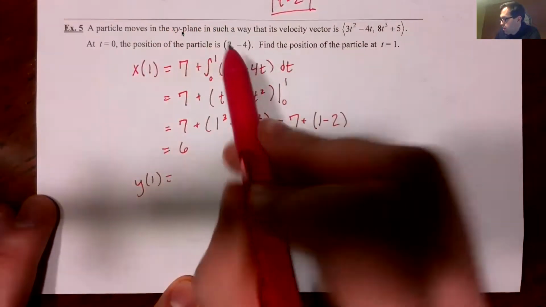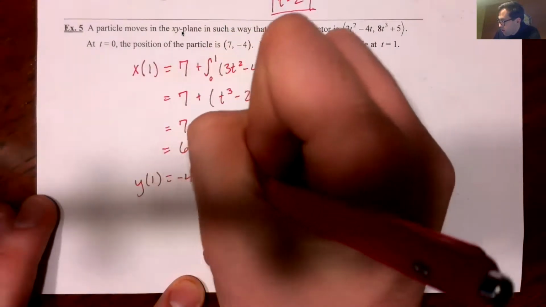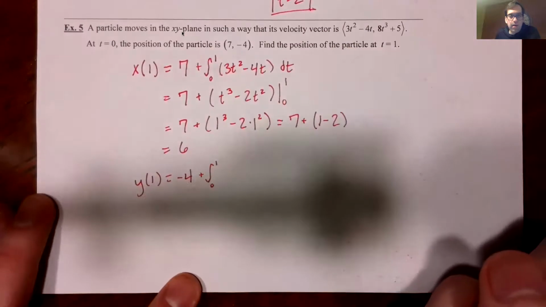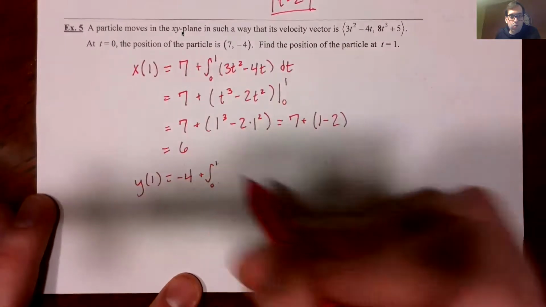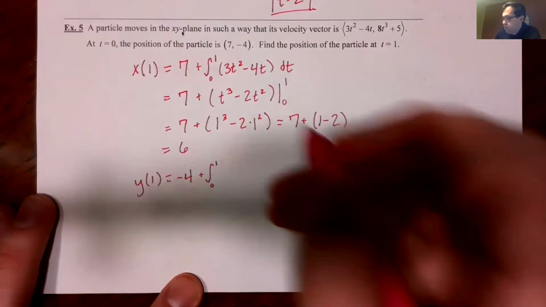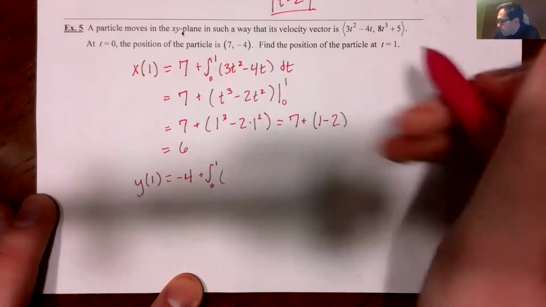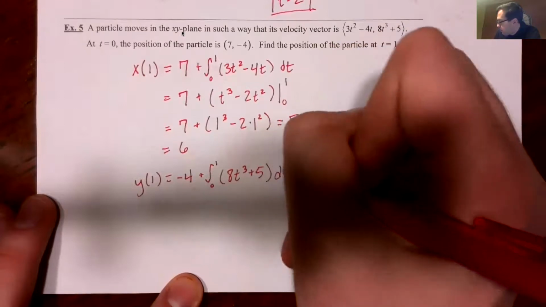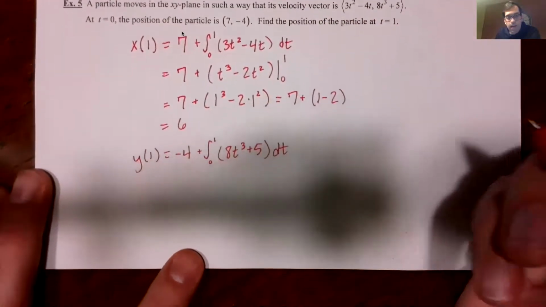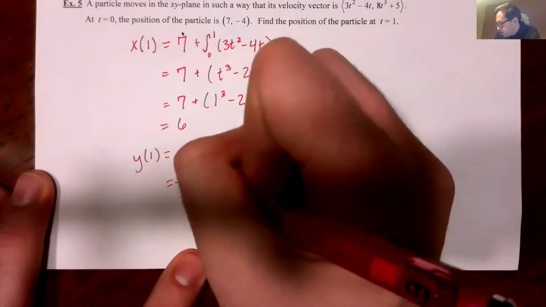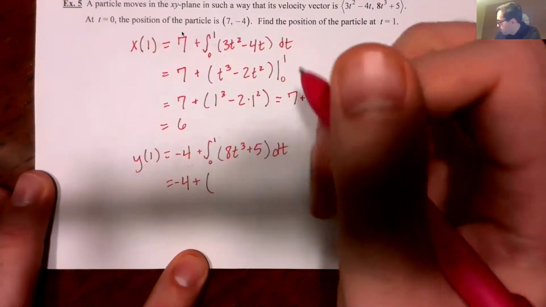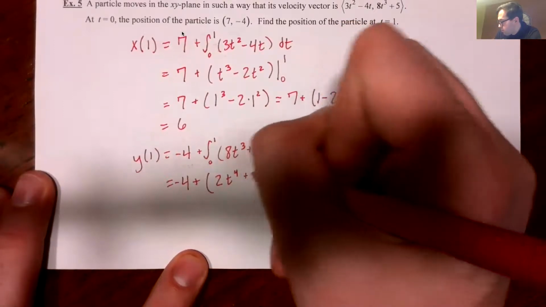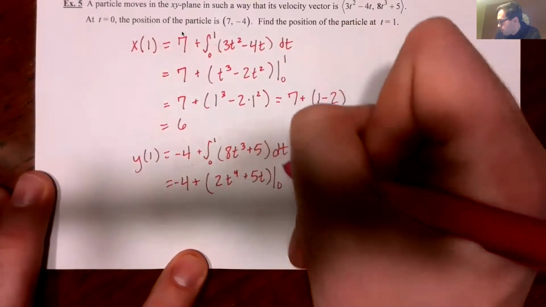So I'm going to start with the -4. That's when t is 0. And we're going to smooth along the velocity to when t is 1 inside this integral. And so we've got, what, 8t cubed plus 5. And so let's start to evaluate this one. So we got 2t to the 4th plus 5t from 0 to 1.